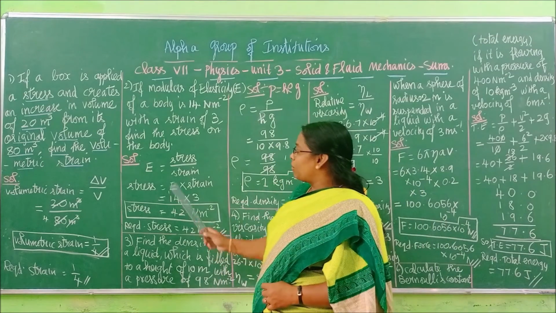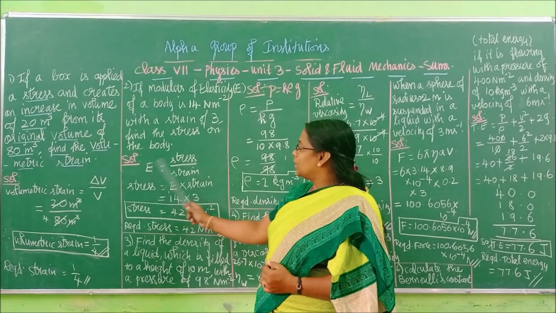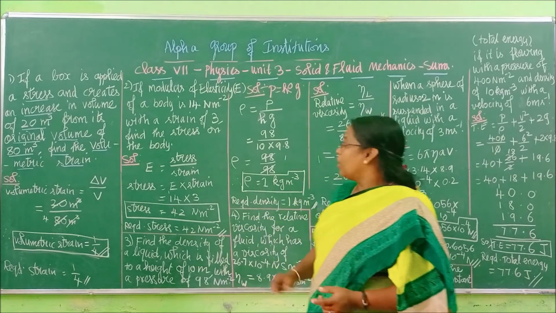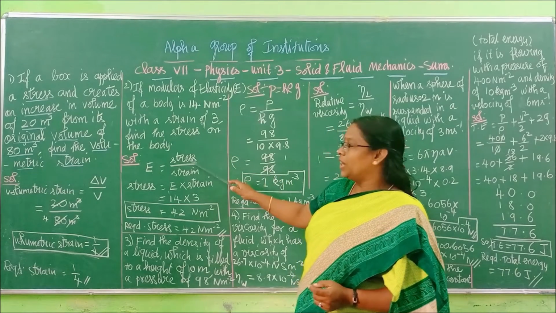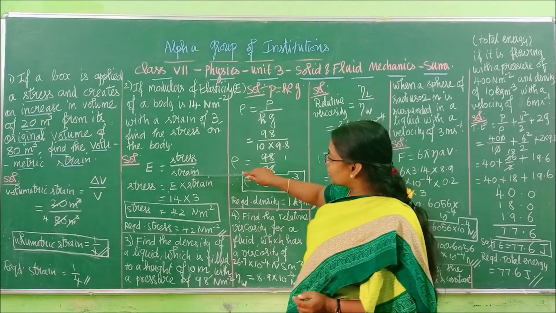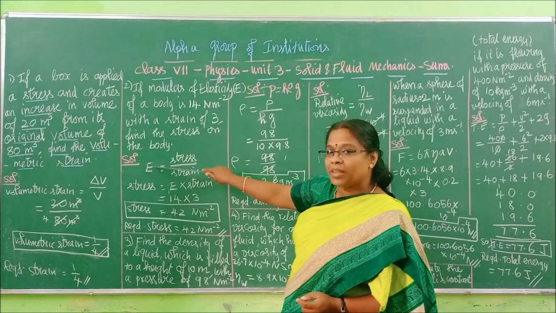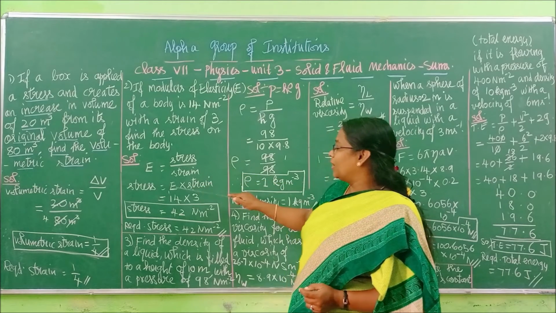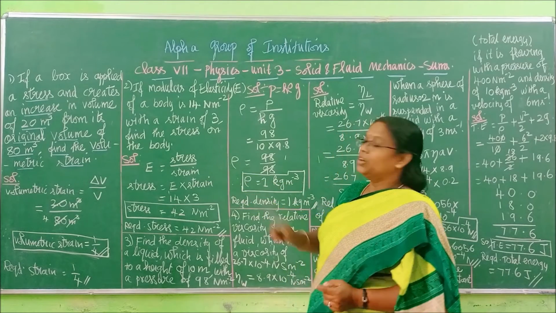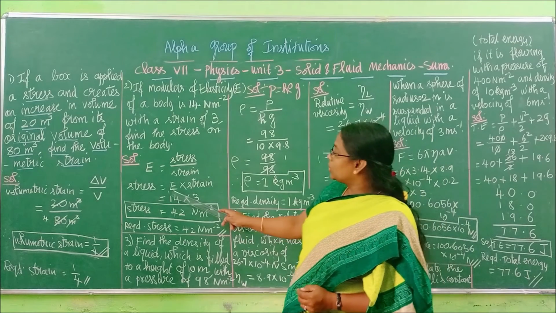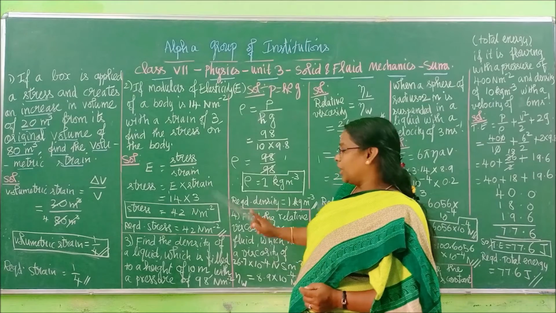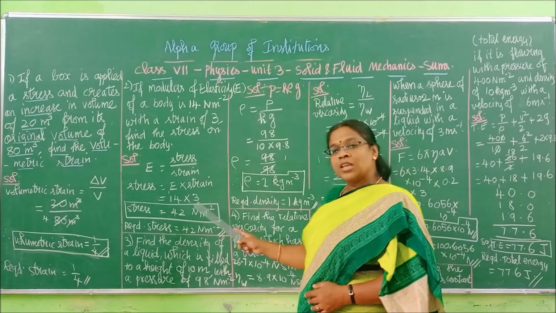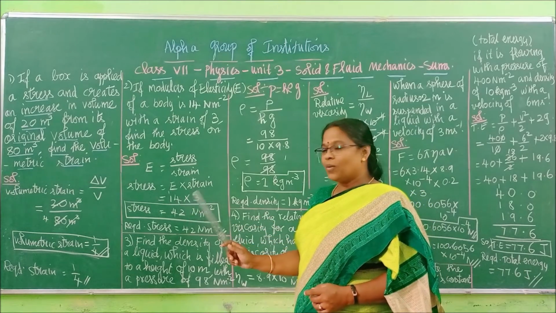So now what's the formula? Modulus of elasticity E is equal to stress by strain. But what do we need? Find the stress. Stress alone we need. So stress is equal to, the strain will go here by cross multiplication, modulus of elasticity into strain. What is your modulus of elasticity? 14. What is your strain? 3. So 14 into 3 is a single multiplication. Don't go with your rough work and all.